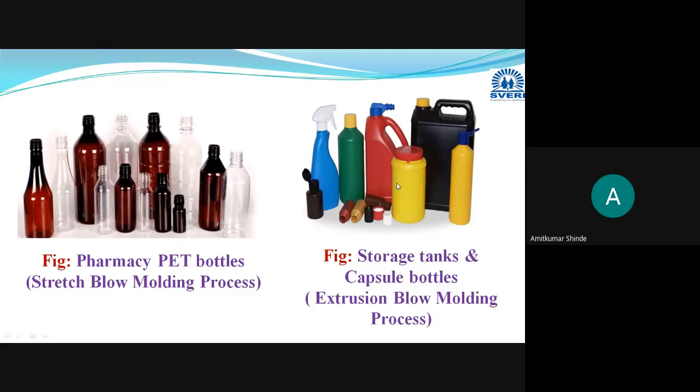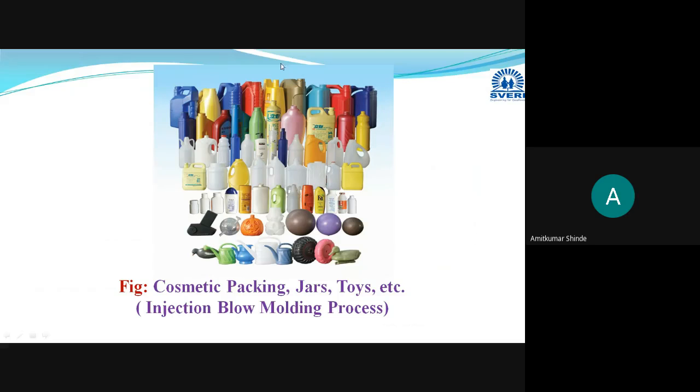The storage tanks made by the extrusion blow molding process are generally preferred when the weight is more than 350 gram, and if the weight is less than 350 gram, the same components can be manufactured with the help of the injection blow molding process. These are some applications of the injection blow molding process, like cosmetic packaging, jars, different kinds of toys, and some storage tanks or bottles can be manufactured.